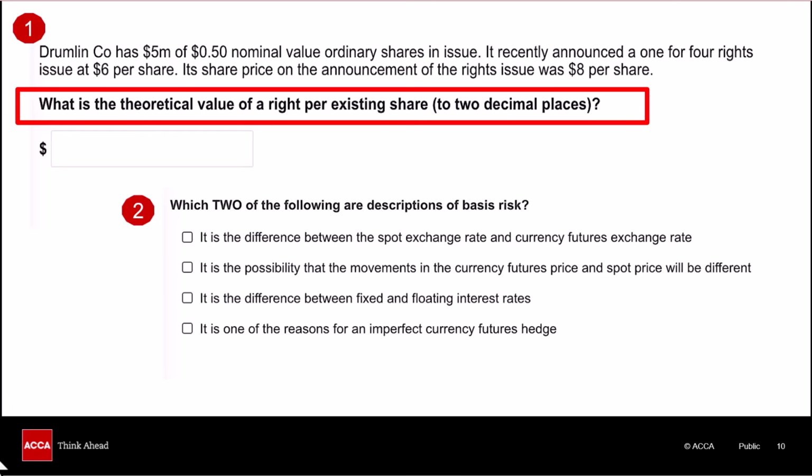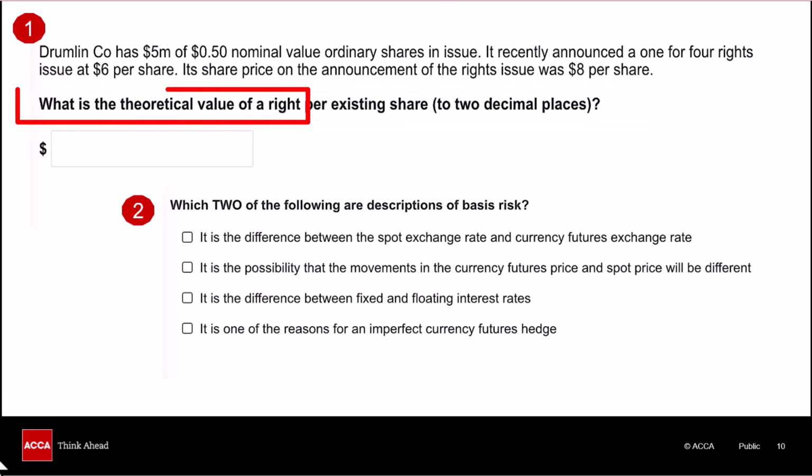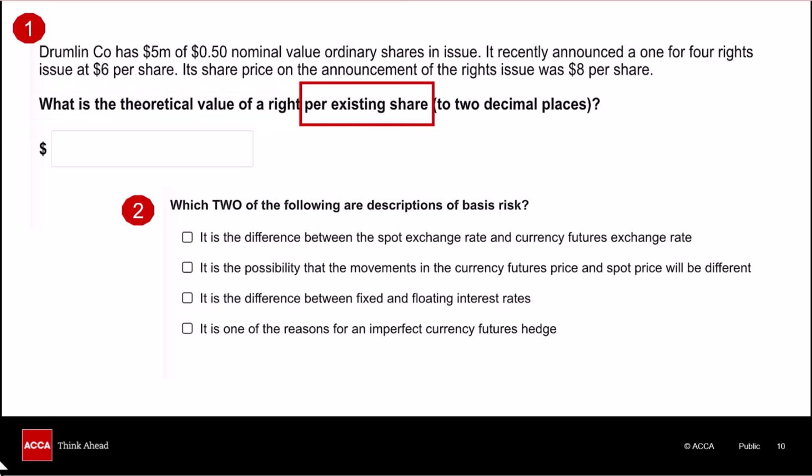Now, if you hadn't read this carefully, you might have just read, what is the theoretical value of a right? But you need the per existing share because that changes the answer. You also need to read it says to 2 decimal places, so your roundings have to be correct to get this answer right. Again, rereading the question would have stopped you falling for the distractor.